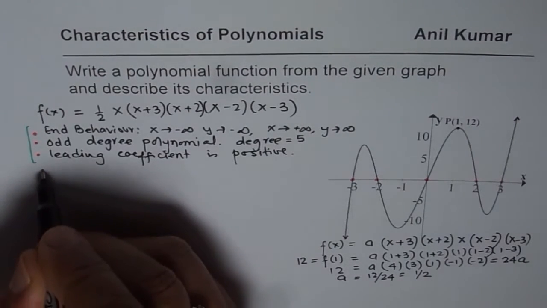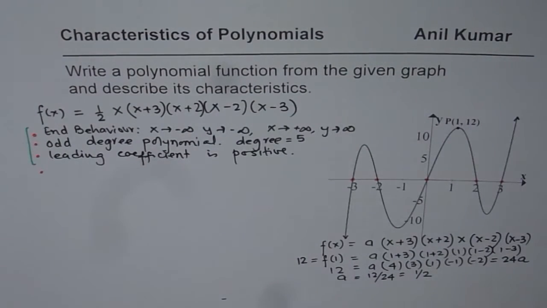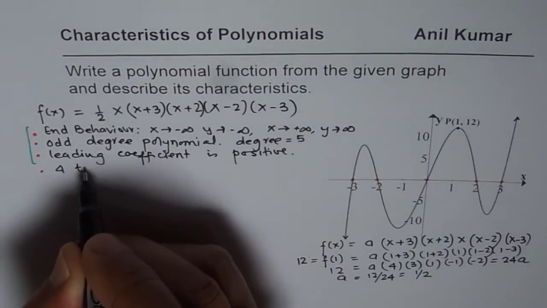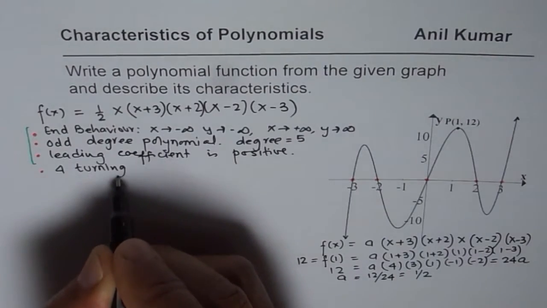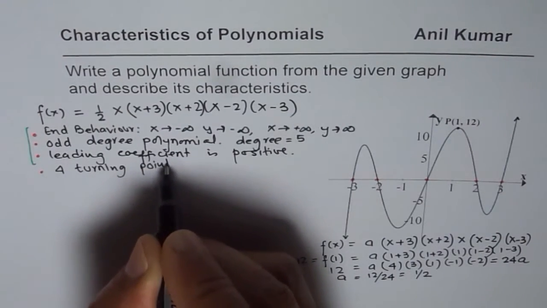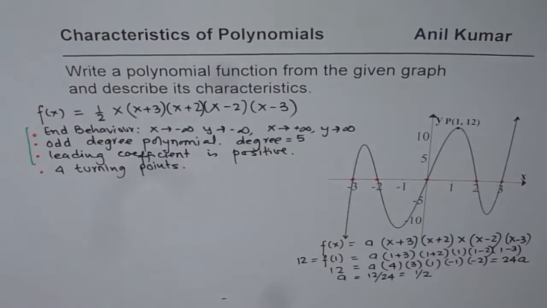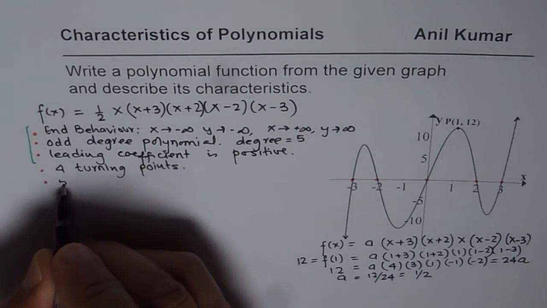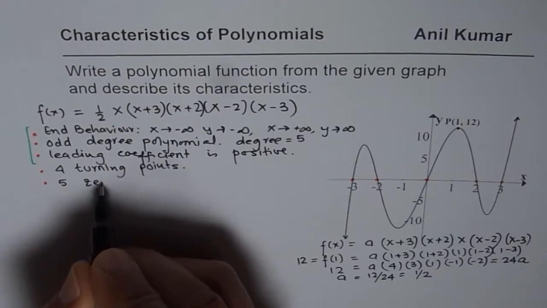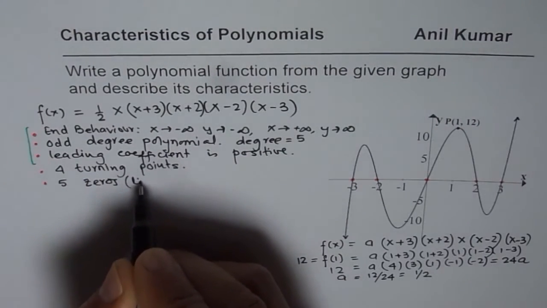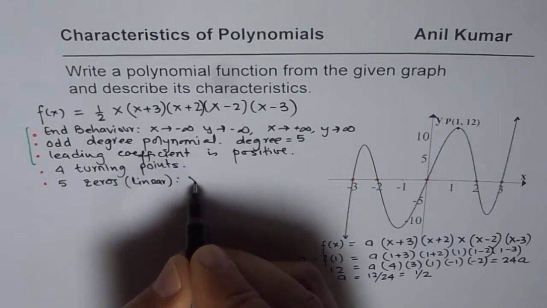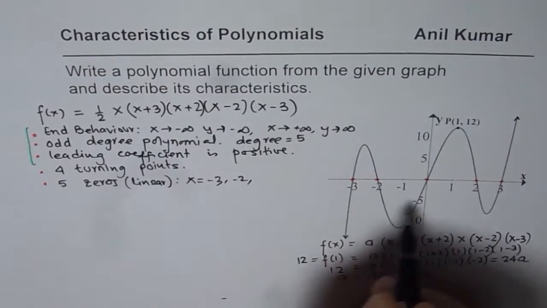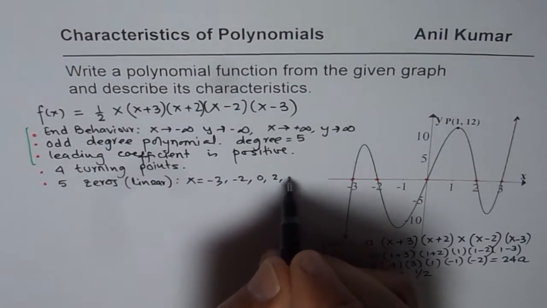Now we can count the turning points. So turning points are 1, 2, 3, 4. So we have 4 turning points. And we also know the zeros. We know there are 5 zeros, all linear, and they are at x equals minus 3, minus 2, 0, 2, and 3.